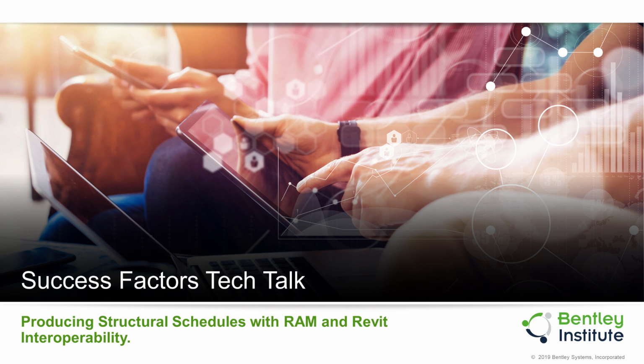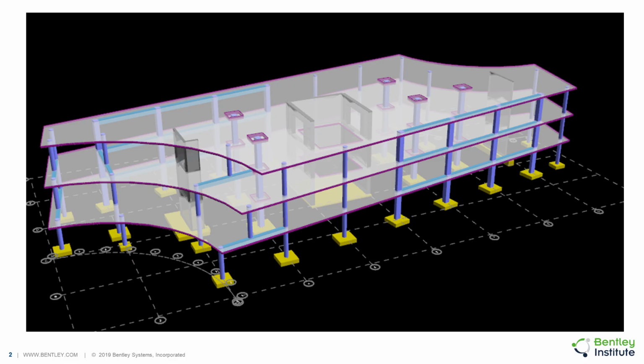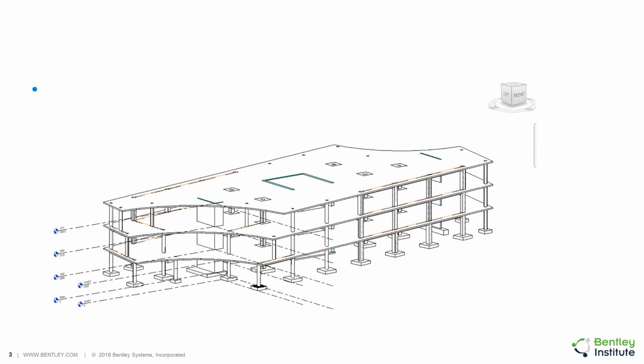So right off the bat, let's see what we'll do and what we'll see. We're going to start off with a building model, which we're going to analyze and design in RAM Structural System. Here's a screenshot of that. We're going to bring this model into the Revit modeling environment.